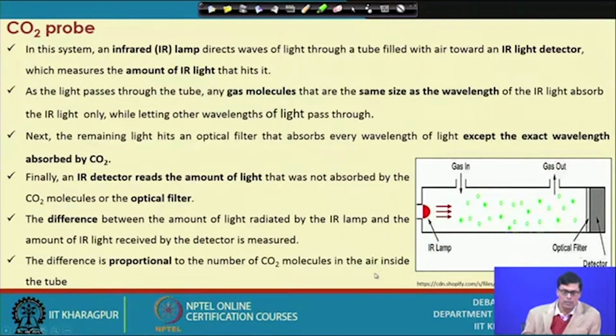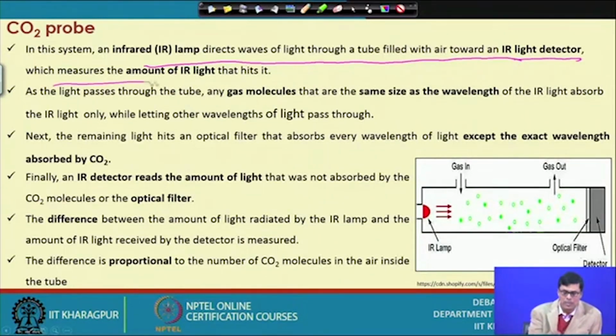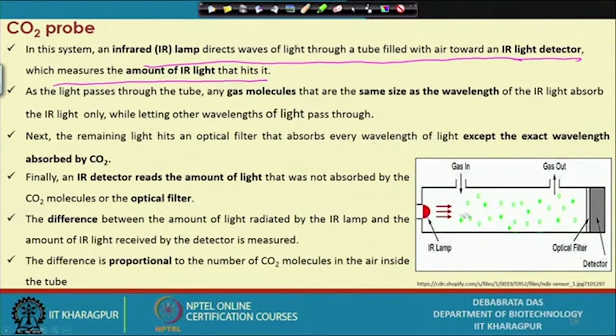Similarly, we can find out how to monitor with the carbon dioxide probe. An infrared lamp sends light through a tube filled with air, and an IR light detector is used, which measures the amount of IR light, thus heat. So it is like this: the IR lamp is there, and you find the gas in and gas out, and this is the detector.